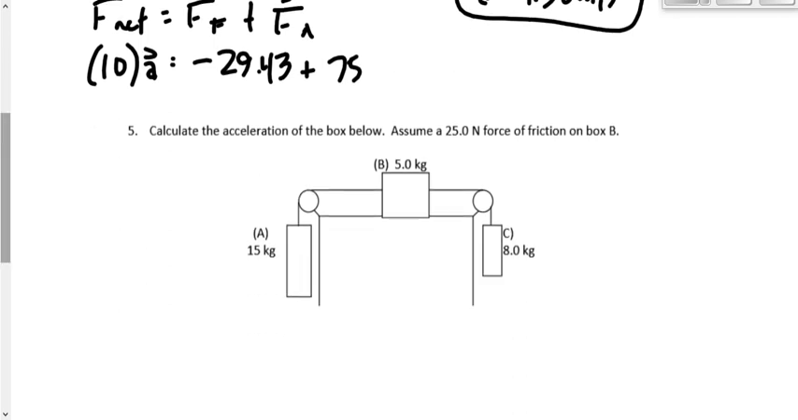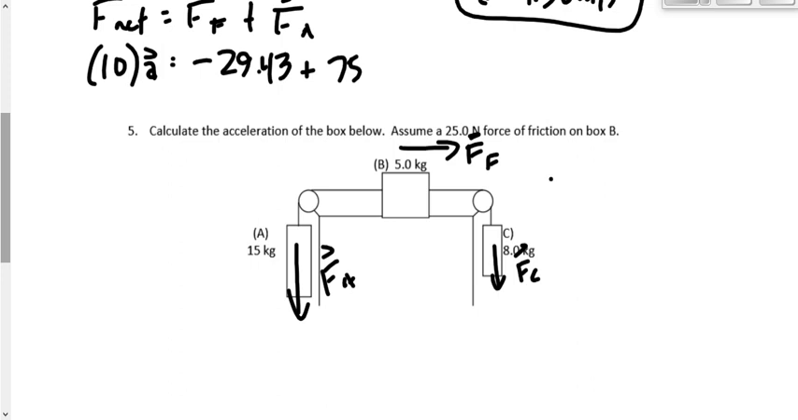Number 5. Find the acceleration of the box below, assuming a 25 Newton force of friction acting on box B. So what do we got here? We got, I'll call this FA acting down. We'll call this FC acting down, which is smaller than FA. Which way is friction going to act, left or right? It's acting to the right, because Object A is going to move downward and Object B is going to move to the left. Friction has to act to the right here.